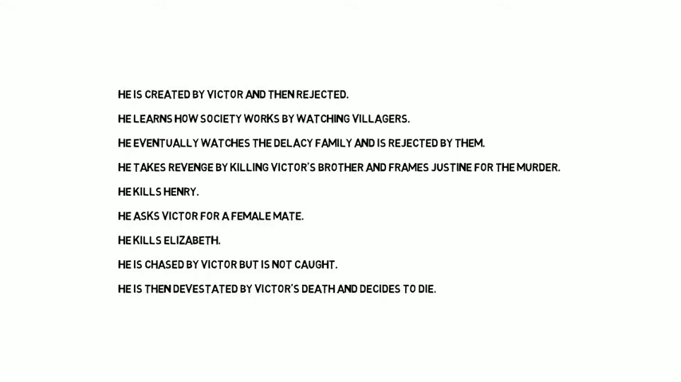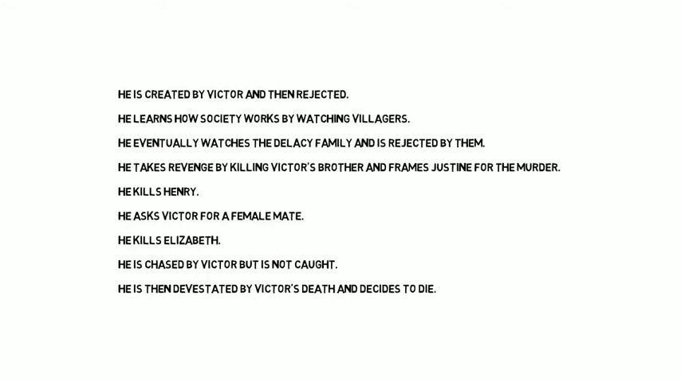He's chased from one town because of the way that he looks and the fact that the villagers are terrified of him, and eventually ends up watching a family called the DeLacys. He finds the courage to speak to them, but again, he's attacked by them and he's chased out of their home. At that point, angry and rejected, he decides to take revenge on humanity. So he begins by killing Victor's younger brother and frames Justine for the murder, allowing her to take the death penalty. Then he kills Henry.